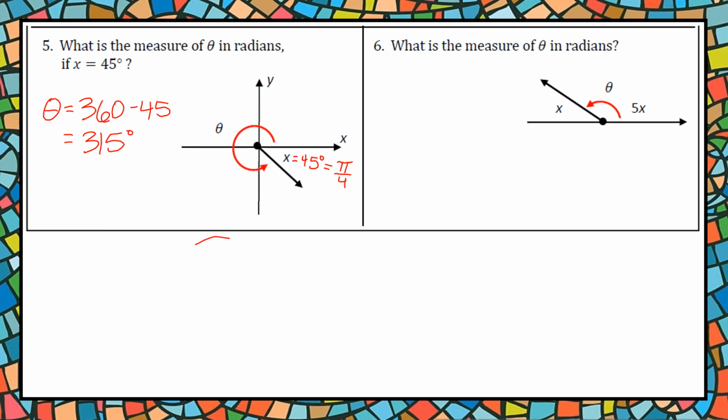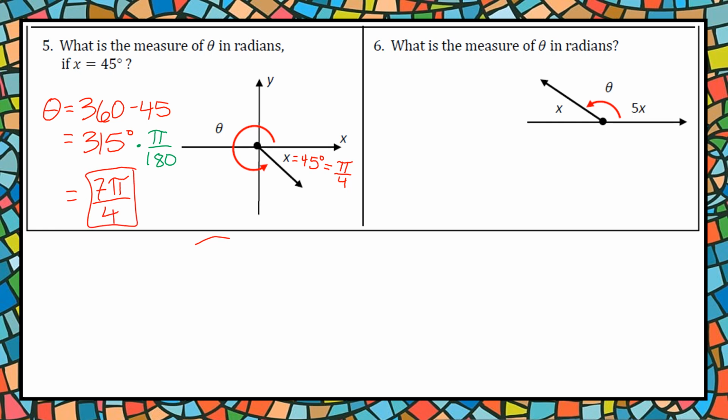And again, I really want that in radians here, so I could go ahead and convert and multiply by my conversion factor here of pi over 180. And when I do that, I end up getting 7 pi over 4.